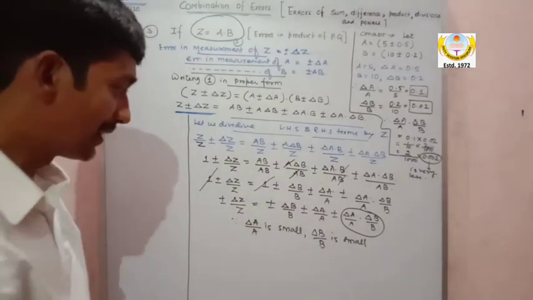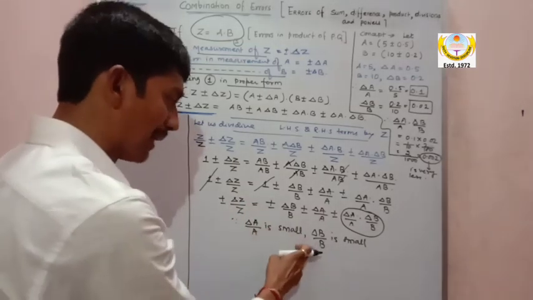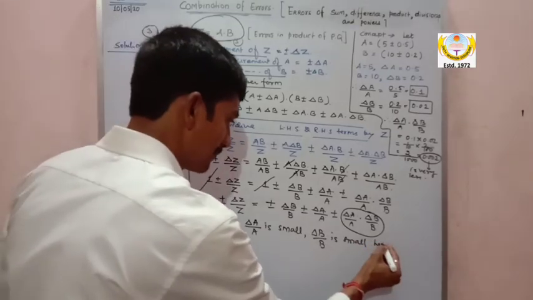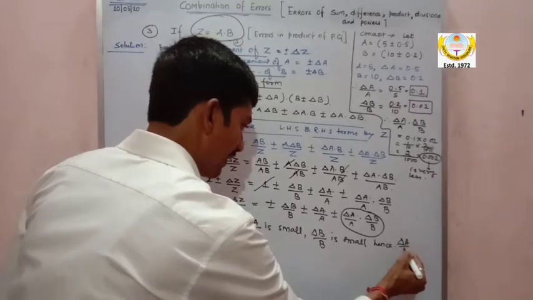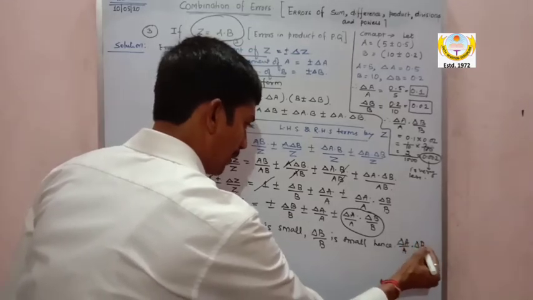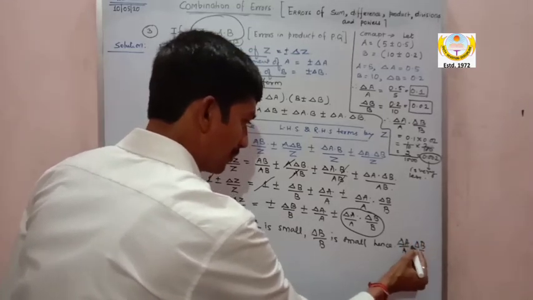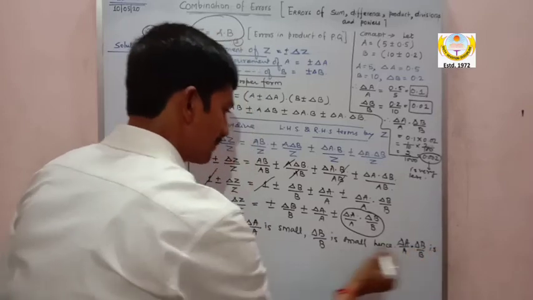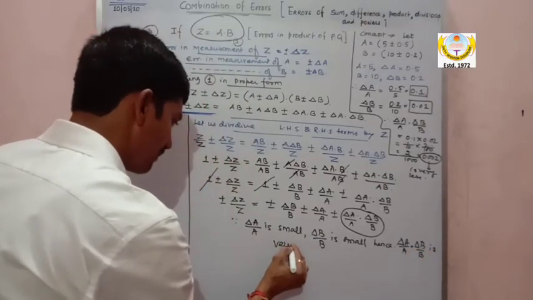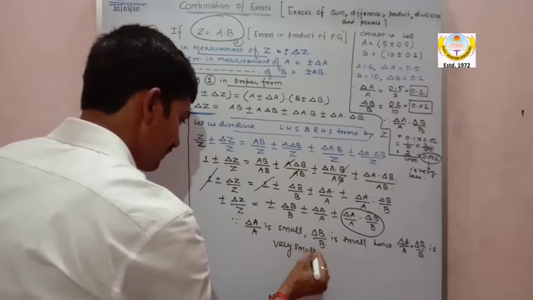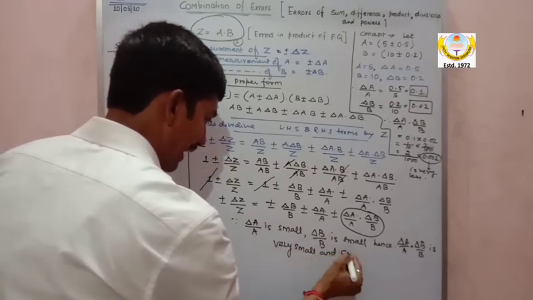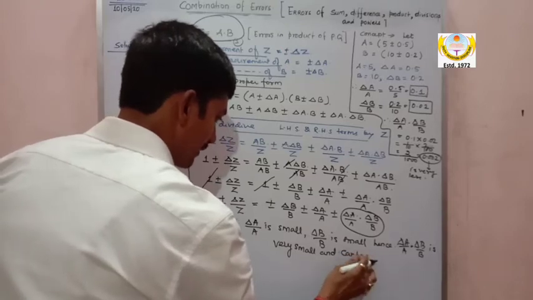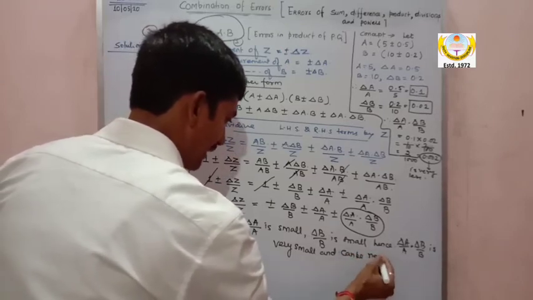Am I clear, my dear? So here del A is small, del B by B is small, hence del A by A into del B by B is very small and can be neglected.